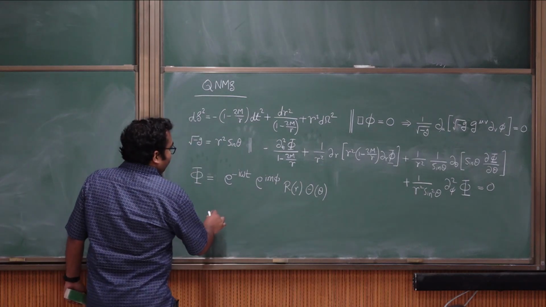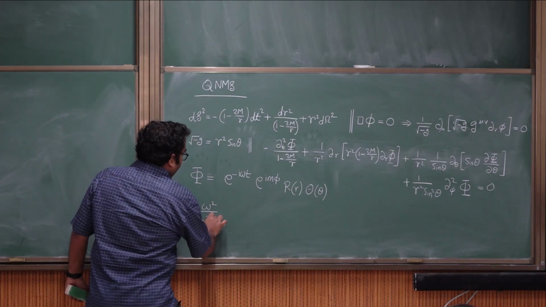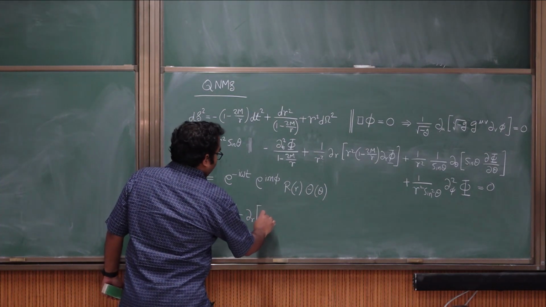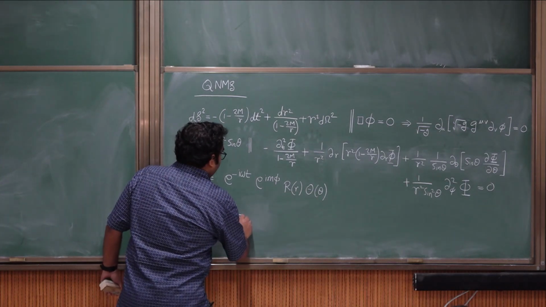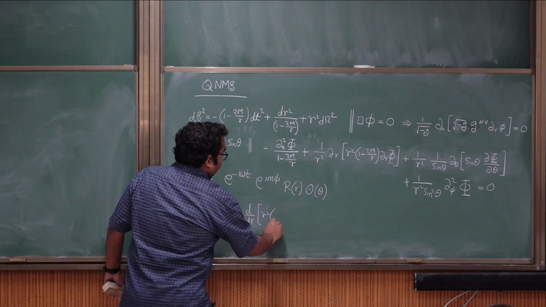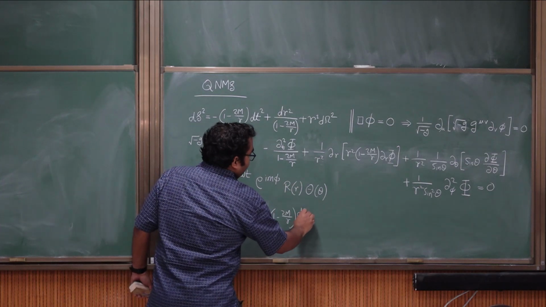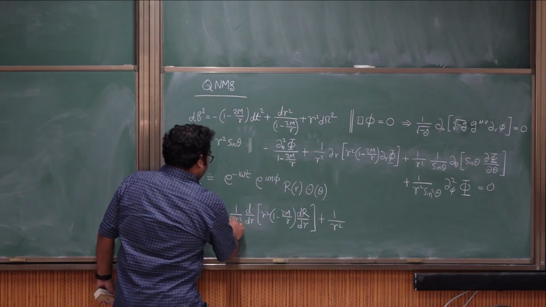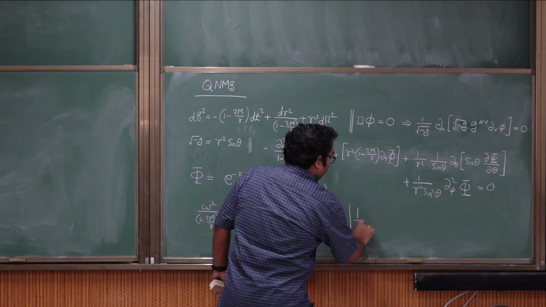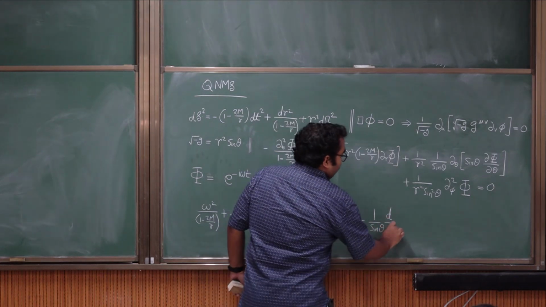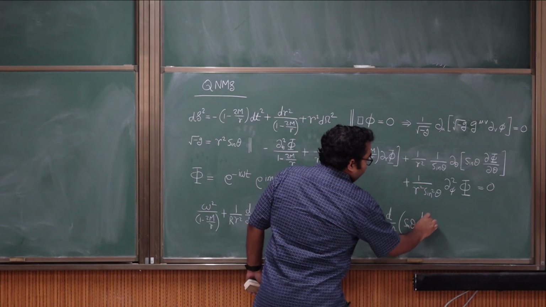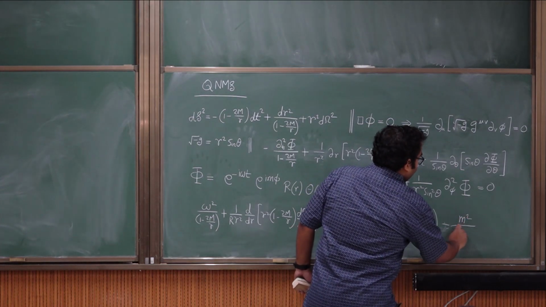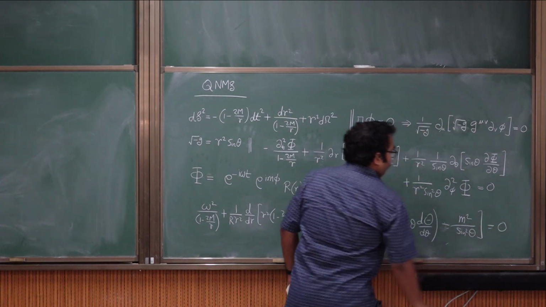Now, if you plug them back over there, then you will get ω² / (1 - 2M/r) plus (1/r²) ∂/∂r of r² (1 - 2M/r) dR/dr, and plus I will have 1/r² times, dividing by capital R, 1/Θ times 1/sinθ d/dθ of sinθ dΘ/dθ, and plus I will have minus m²/sin²θ, equal to 0. Right, this is pretty easy.